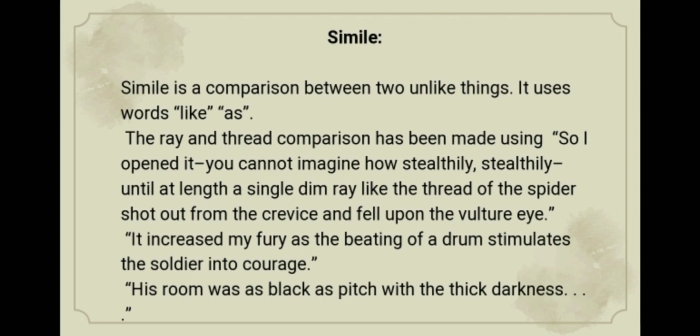The comparison of heartbeat to a drumbeat has been done using the word as in the line, "It increased my fury as the beating of a drum stimulates the soldier into courage." The comparison of darkness with pitch is done with regard to the bedroom of the old man, as in, "His room was as black as pitch with a thick darkness."